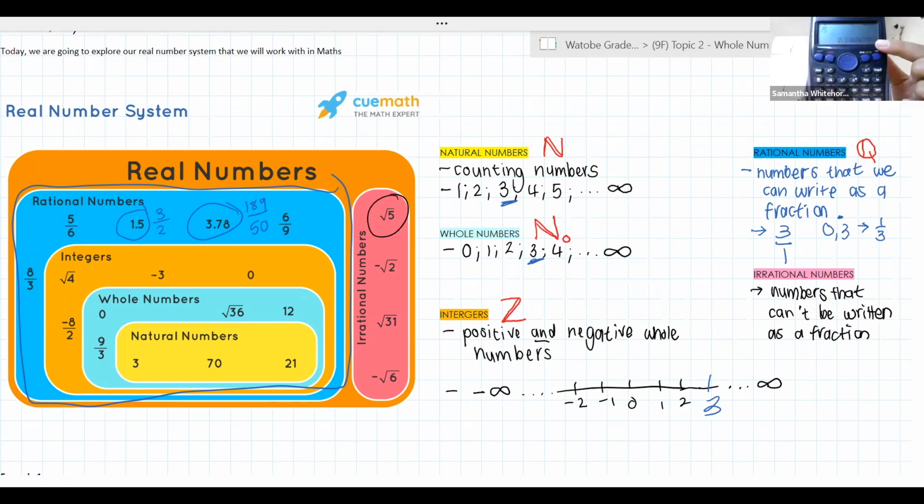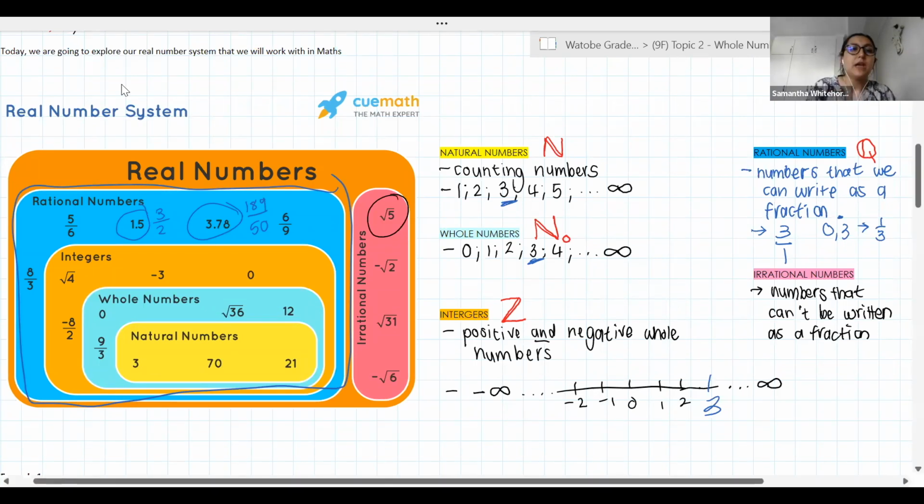Obviously, your calculator can't go on for infinity, but generally your calculator shows you, what is that, 2, 4, 6, 8, 10 decimals as its maximum. So if there's no pattern in the decimal, we can't write it as a fraction. And so it means that it is an irrational number.